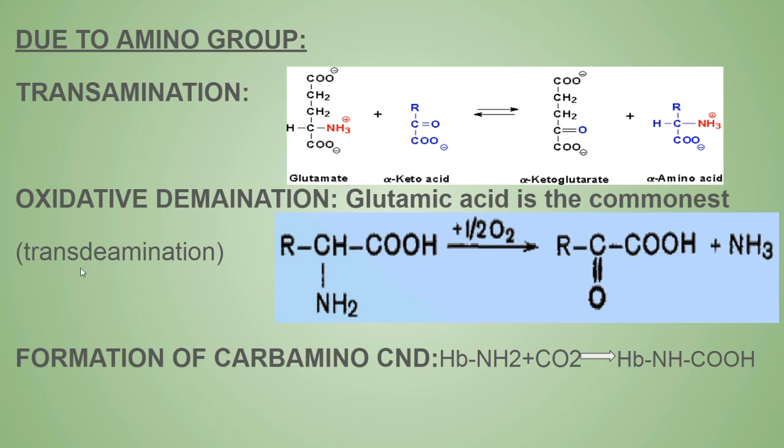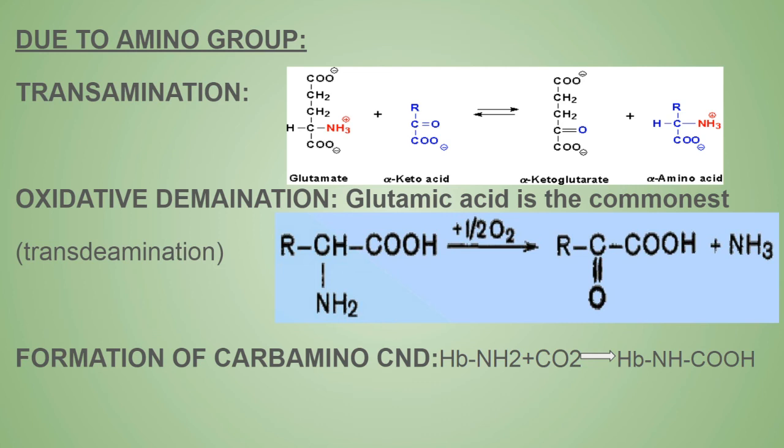Now the next term is trans-deamination. As the name says, there will be transamination plus deamination. What happens here is that any amino acid will give its amino group to alpha ketoglutarate and will form glutamic acid. Now the glutamic acid which is formed will undergo oxidative deamination to release the ammonia. So over here two reactions are metabolically coupled and often known as trans-deamination. This trans-deamination is a mixture of transamination and oxidative deamination.